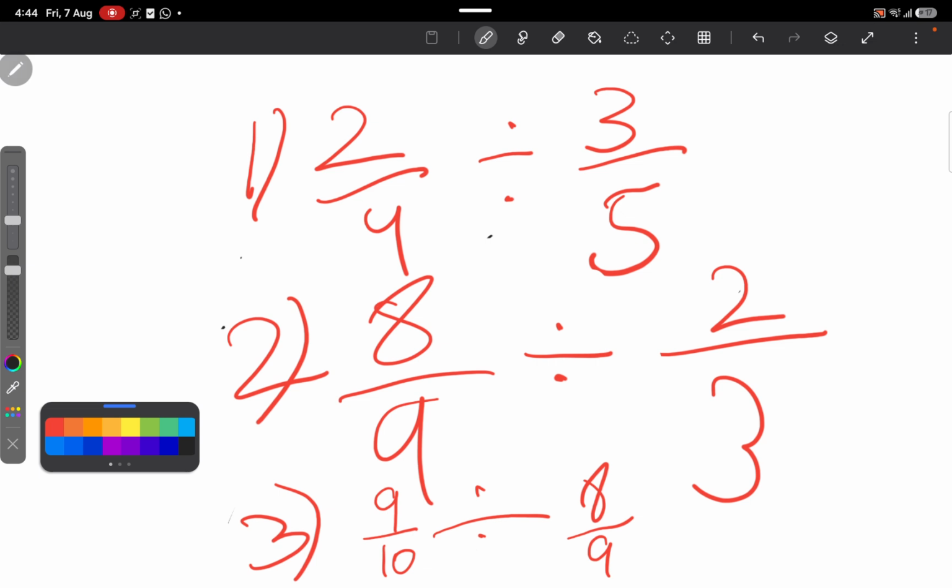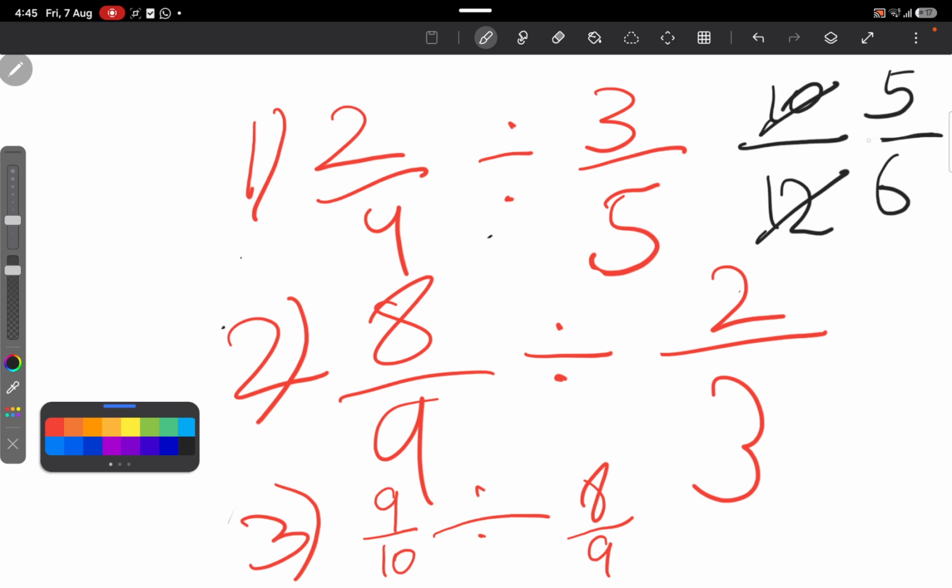I think you must have solved the questions by now. Let's see. The answer to the first question is 10 upon 12. And here we weren't quite able to cancel things, but we are now cancelling them. I know some students have just written 10 upon 12 because they weren't able to cancel it in the starting. I know it's the silliest mistake ever, but it's okay.